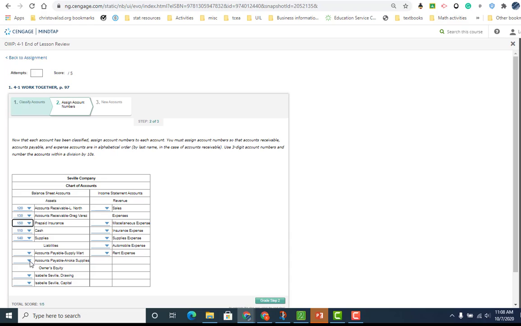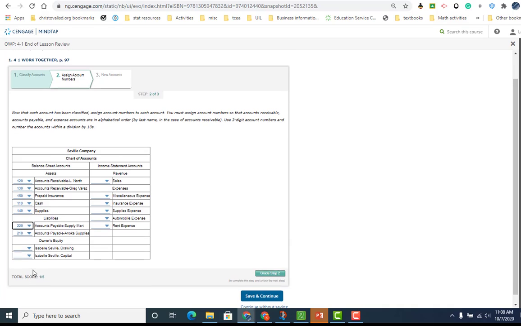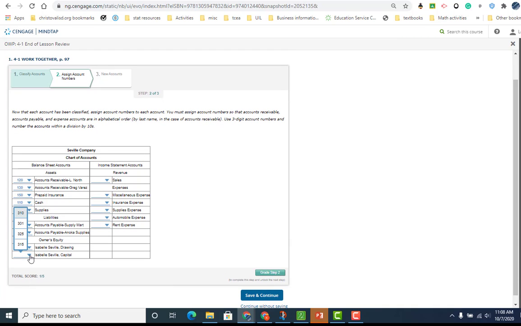Now we're going to liabilities. Again, it's going to be alphabetized. And these are company names, so they're going to go by the first part of it. So Annika Supplies comes first at 210. We're in the 200s because we're in the liabilities. And then accounts payable, Supply Mart, next. Capital always gets listed first, and then drawing, and then we'll have a third account added into this that's income summary.